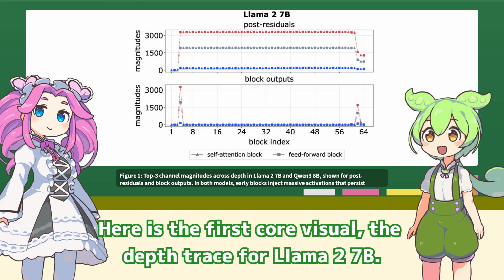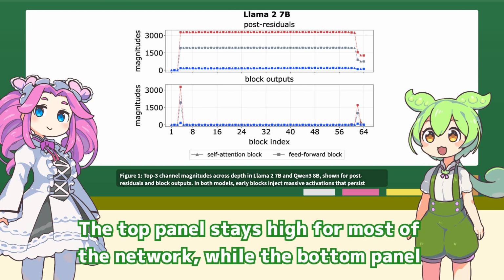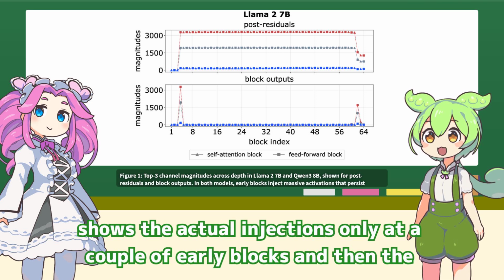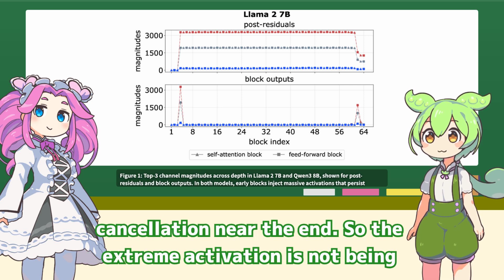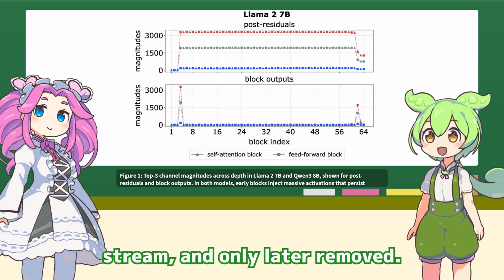Here is the first core visual, the depth trace for Llama 2 7B. What is the most important pattern to notice in this trace? The top panel stays high for most of the network, while the bottom panel shows the actual injections only at a couple of early blocks and then the cancellation near the end. So the extreme activation is not being recreated everywhere. It is created early, carried by the residual stream, and only later removed.